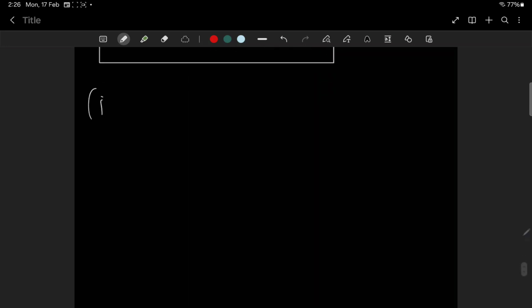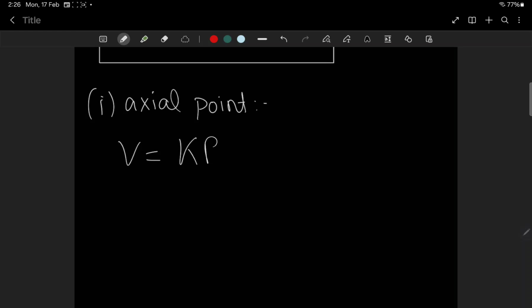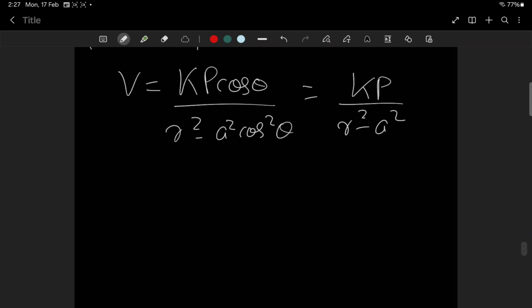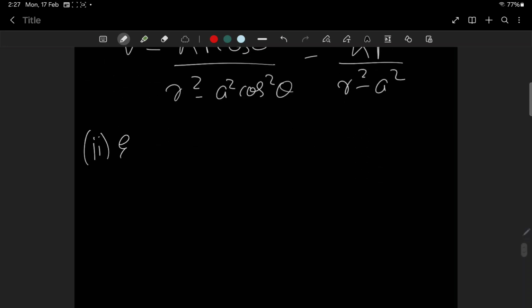Now, if you need to get the answer at the axial point, that is V equal to K P cos theta by R square minus A square cos square theta. Substitute theta equal to 0 degree. So we get K P by R square minus A square. This is the potential at the axial point. Now to the equatorial point.